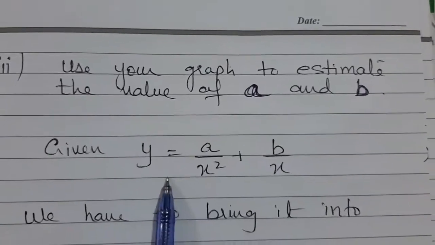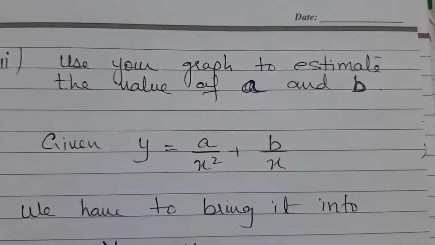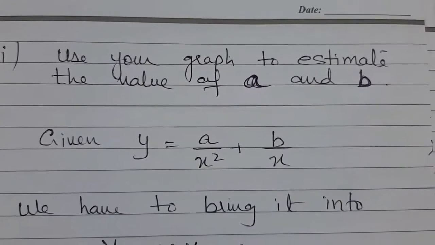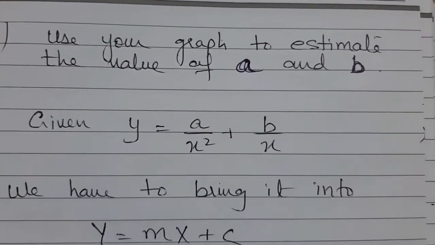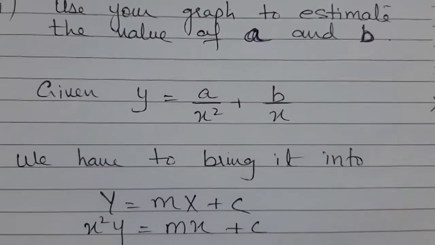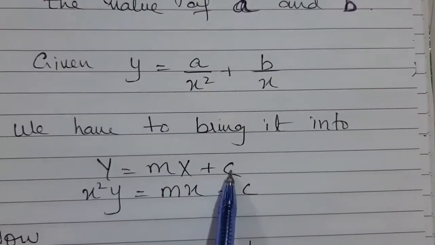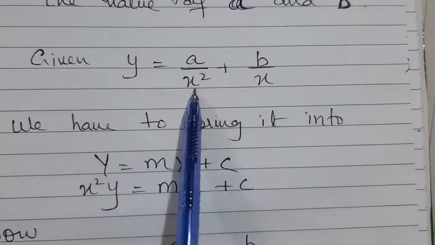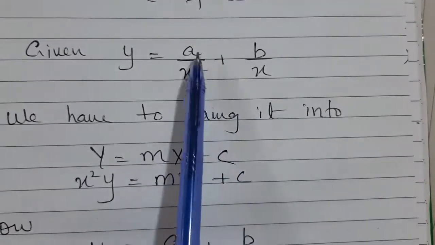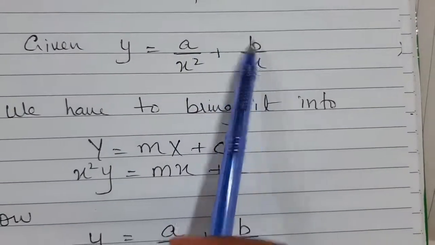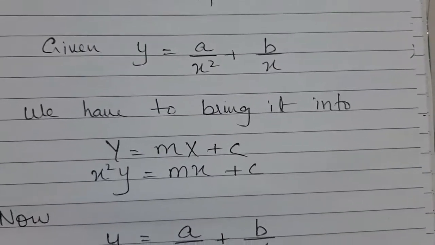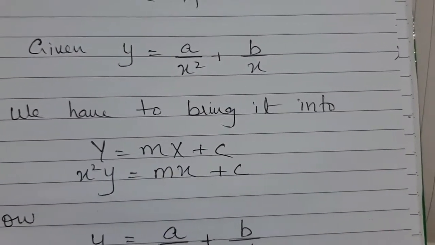Now first of all, I need to change this given equation into linear form. And what was my linear form? x square y is plotted against x. So I have to change it into this form. So I am taking LCM. It will become x square, it will become ax plus b. And then I will cross multiply. So let me show you stepwise.